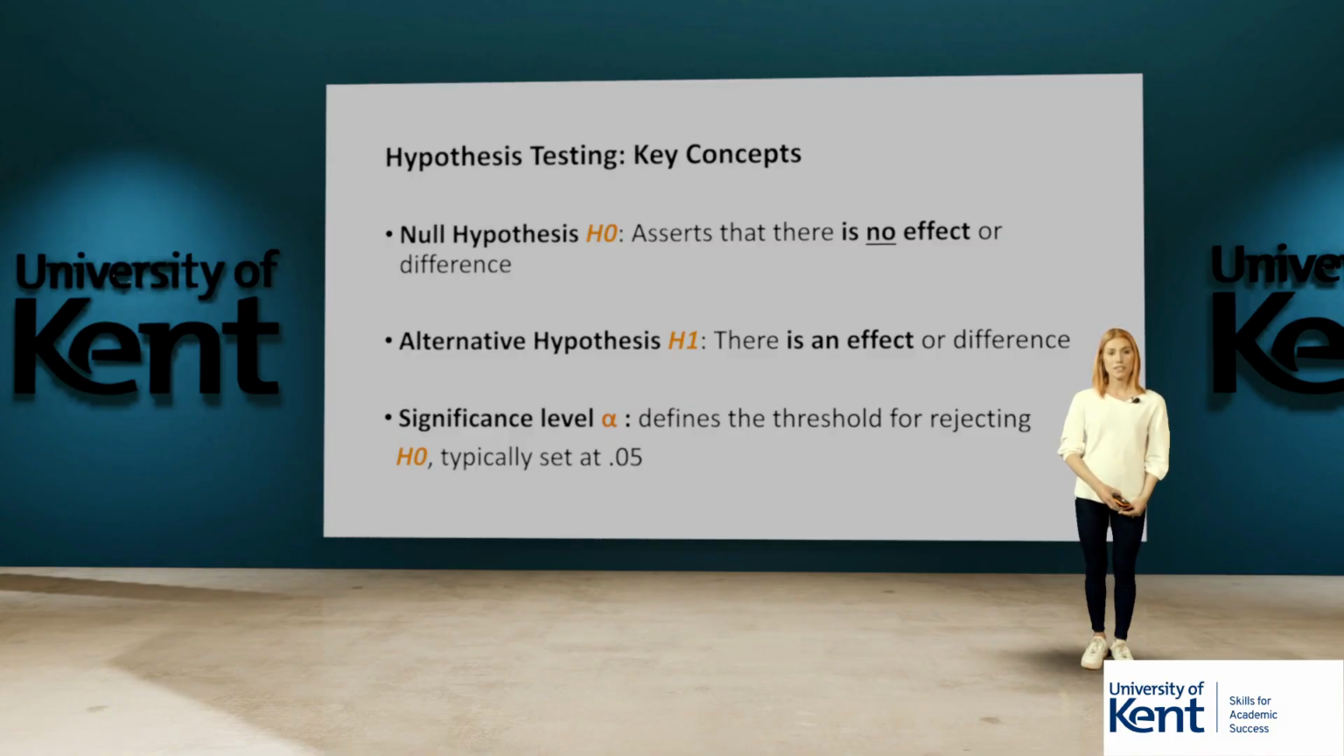Second is the alternative hypothesis, which is what we want to prove. That is, that there is an effect or difference. So the new drug does have an effect on reaction time, or there is a difference in reaction time.